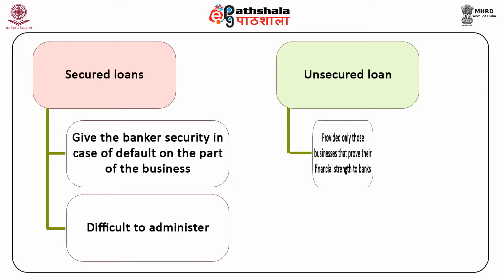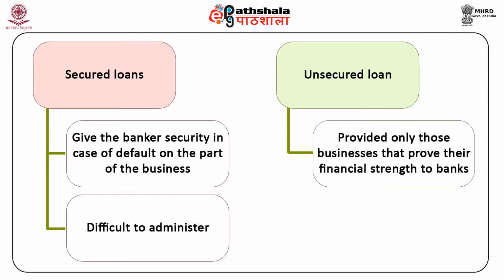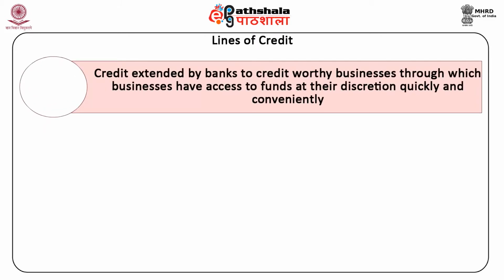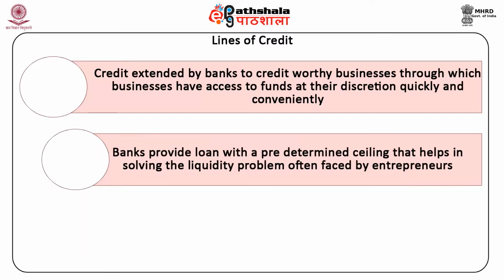Unsecured loan is provided only to those businesses that prove their financial strength to the banks. Line of credit is a form of credit extended by banks to creditworthy businesses, through which businesses have access to funds at their discretion quickly and conveniently. The banks provide loans with a predetermined ceiling that helps in solving the liquidity problem often faced by entrepreneurs.